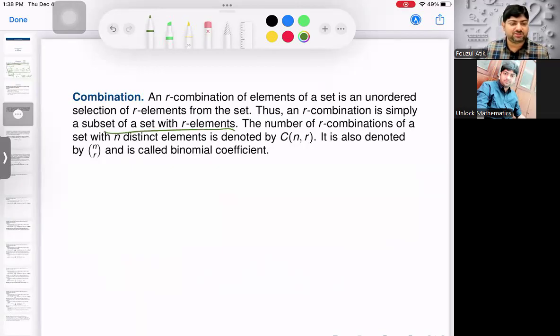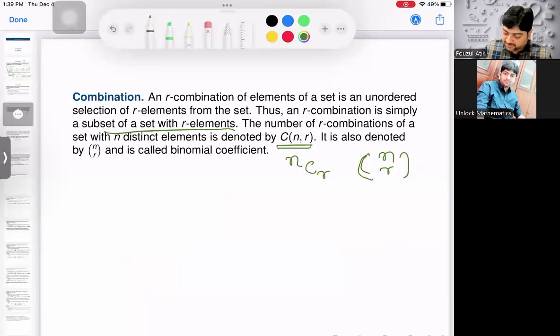Thus, the number of R combinations of a set with n distinct elements is denoted by C(n, R), or sometimes, as you may have learned at your +2 level, nCR. This is also another notation. One can also denote it this way, n choose R. Sometimes we call it a binomial coefficient. These are all the same: C(n, R), nCR, n choose R.